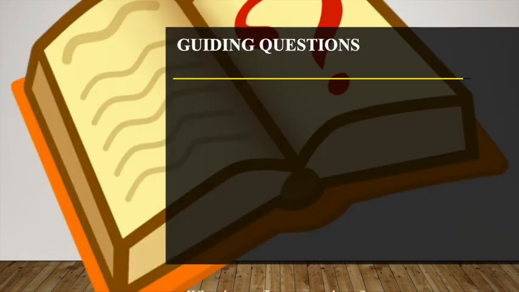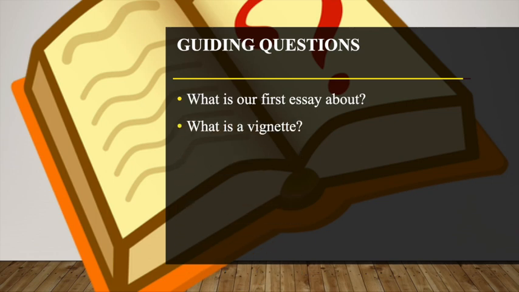Now, if you remember from the last video, we really had three guiding questions for these two videos. And those included, what is our first essay about? We covered that a lot in that first video. We'll loop back into it in this one. What is a vignette? And how do I begin drafting?